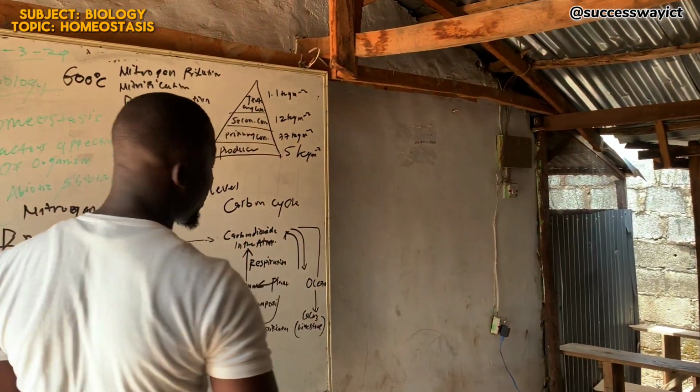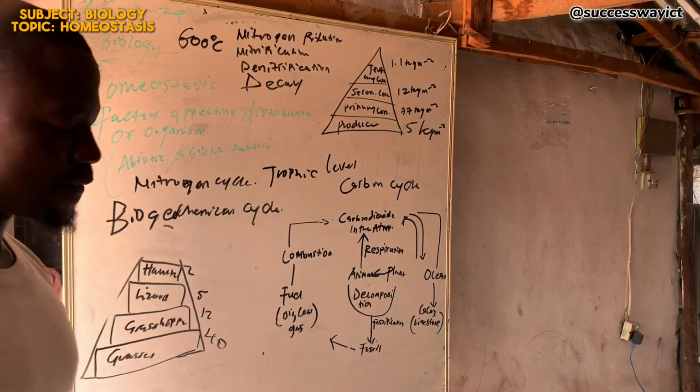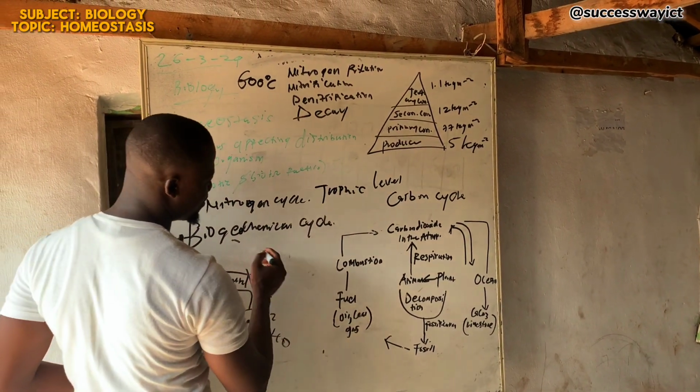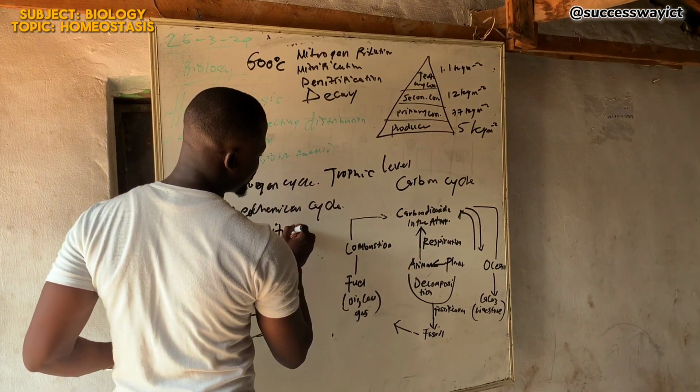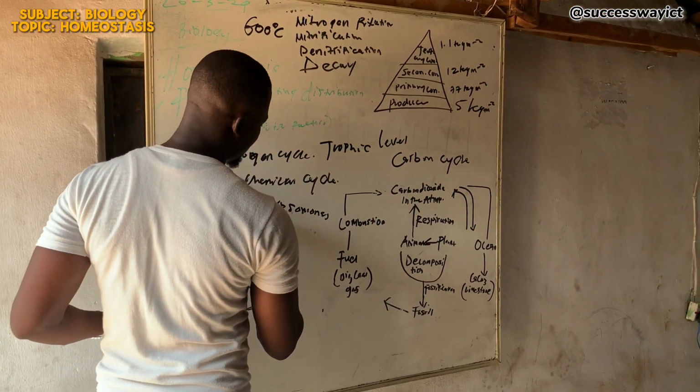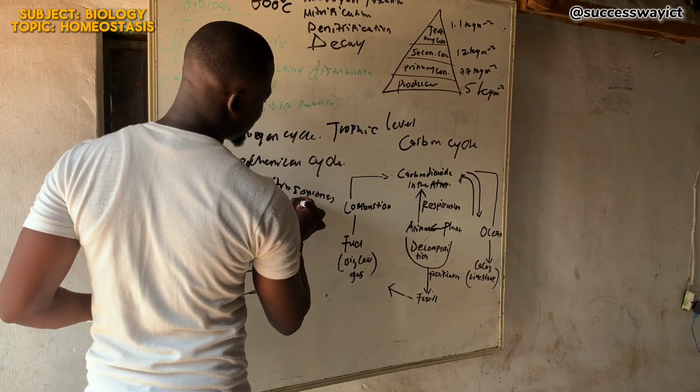Biological fixation has to do with fixing nitrogen into the soil by microorganisms. And one of the organisms that can fix nitrogen into the soil is Nitrosomonas, Nitrobacter.